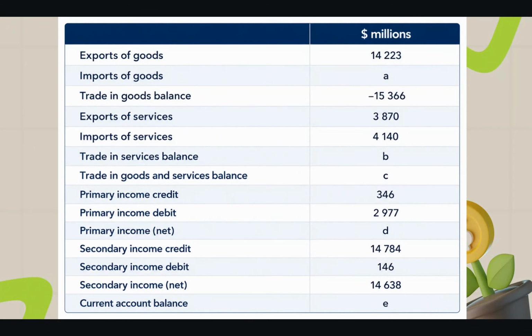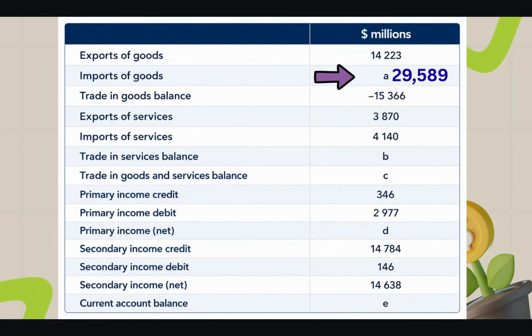Now, calculate the missing figures in Pakistan's current account for July to December 2023. Here's the information they give us. Let's break it down. Firstly, let's take exports minus the imports of goods, and that will give us the trade balance. They didn't give us the import value, so we'll need to work backwards.